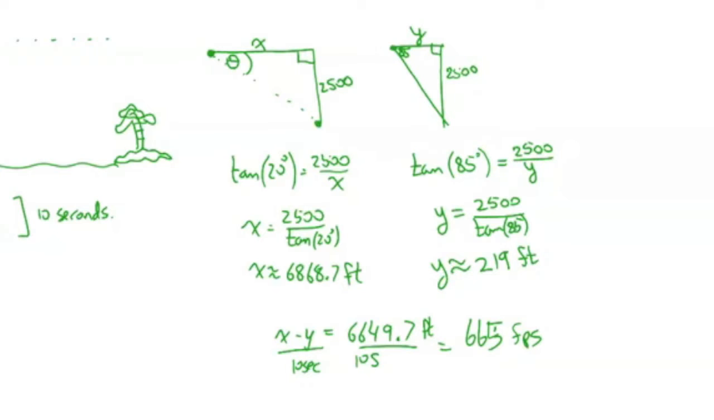You have two people doing this. You have one person measuring the angles, the other one keeping track of time. I don't think you could do it at the same time. So how do you change 665 feet per second into something more understandable? I need to change it to miles per hour.